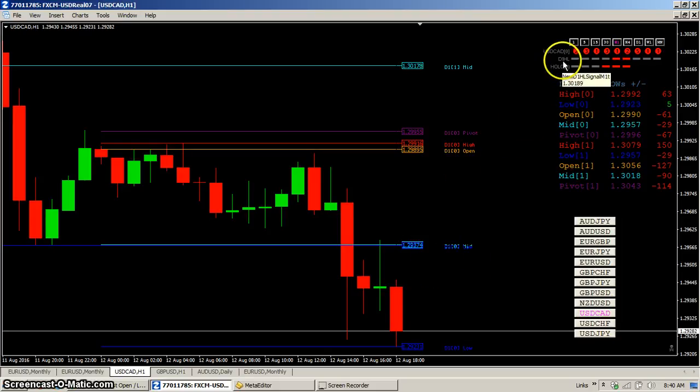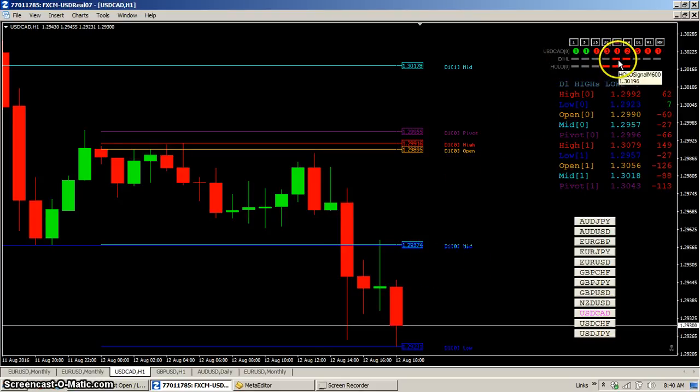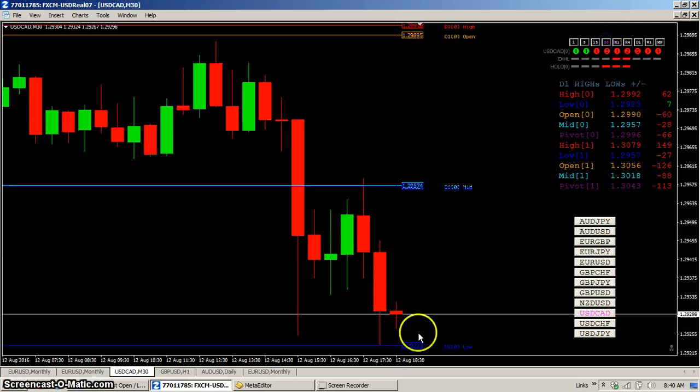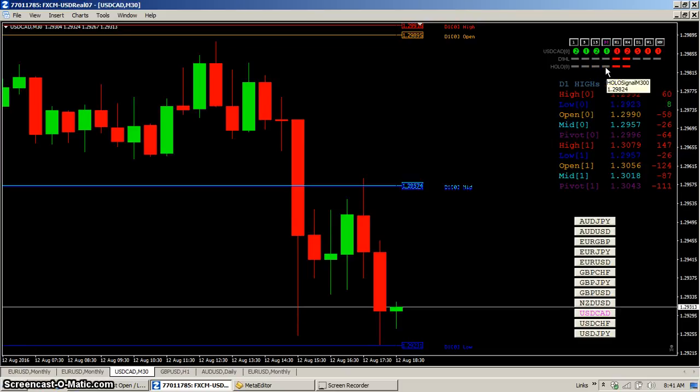Now, if you combine this with the new daily high indicator, you can see on H1 it's telling you not to trade. But on M30, it's telling you there's a trade right there. There's a Holo trade because it's in the low zone. So this is telling you it's in the low zone. So when that hits gray, then you know it's out of the Holo zone.